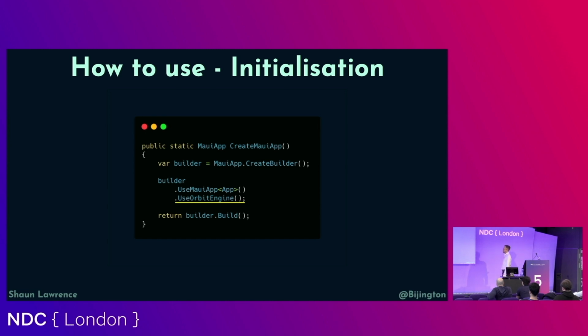As I mentioned, you've got the generic host builder patterns. You get to then add things to the builder. Now, there's just a handy extension method that will register anything with the dependency injection layer, so you don't have to worry about any of that.